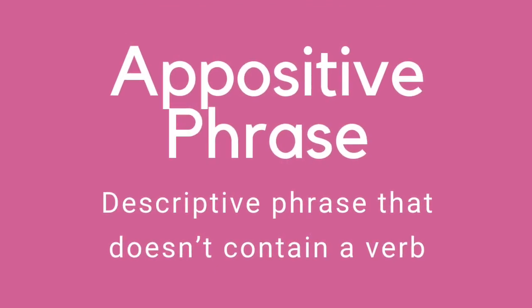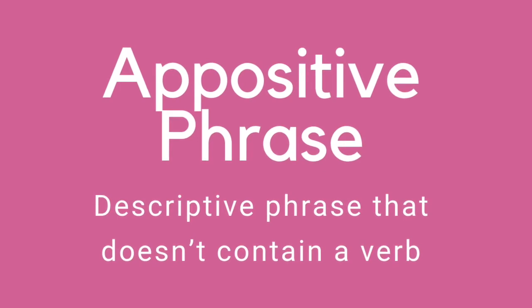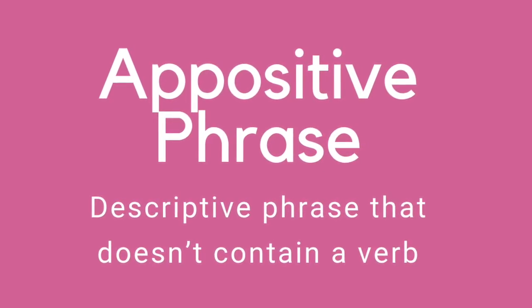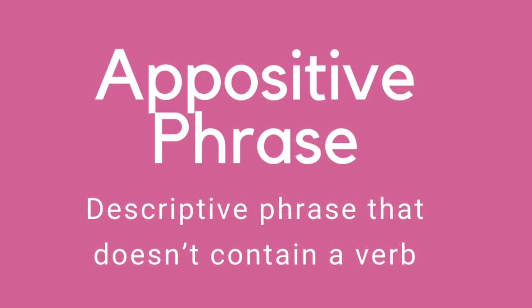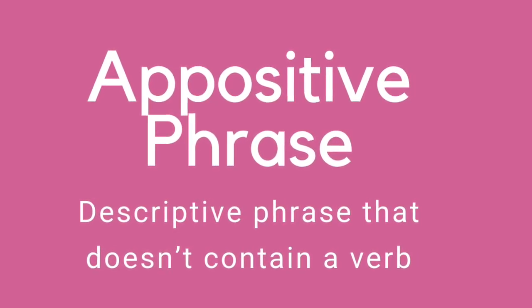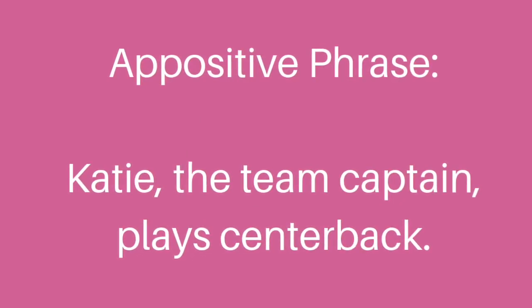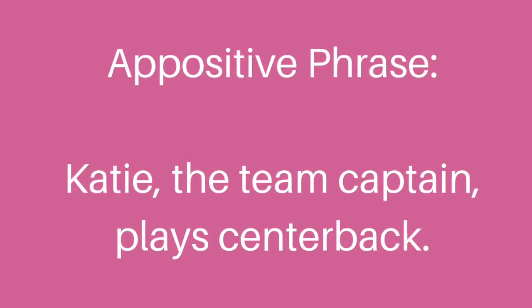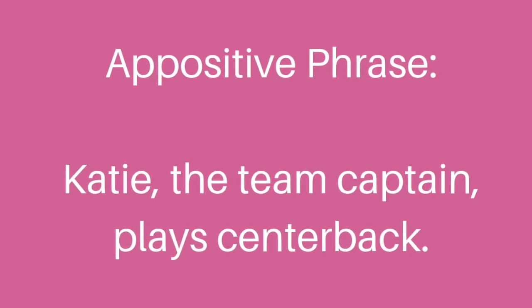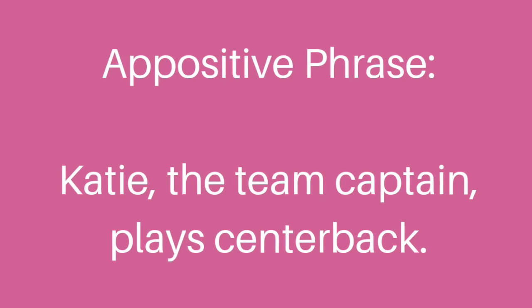So an appositive phrase is a descriptive phrase and it doesn't contain a verb. So it's usually like someone's title or something. So we'll see an example of that here in a second. But basically the idea is it's put between 2 commas and you can remove it from the sentence. So for instance, it says "Katie, the team captain, plays center back." So we can remove "the team captain" and the sentence would read "Katie plays center back." It still makes sense, so it's an appositive phrase.